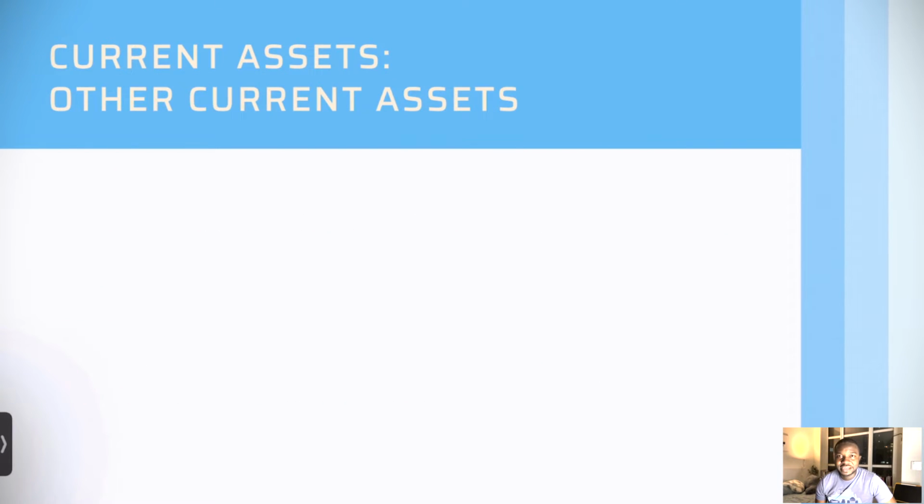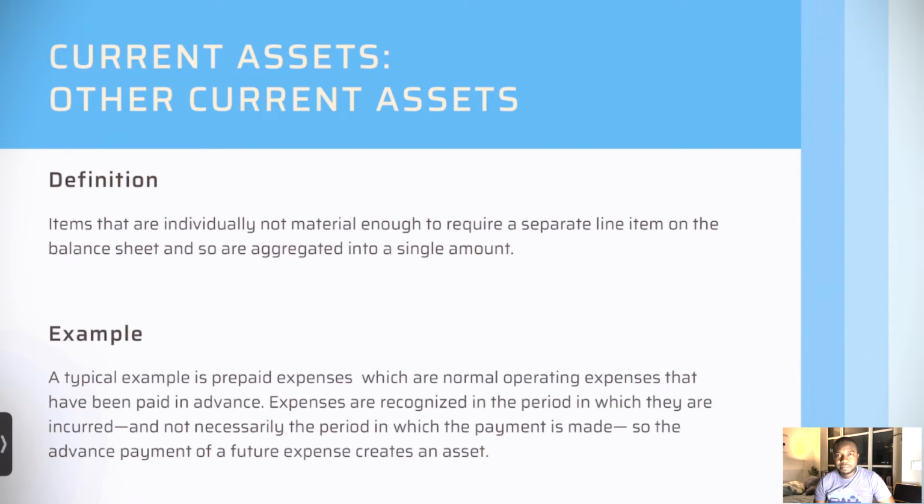Next is other current assets. An example of other current assets is prepaid expenses, which is a normal operating expense that has been paid in advance. Expenses are recognized in the period in which they are incurred and not necessarily when payment is made, and therefore a payment for a future expense creates an asset.